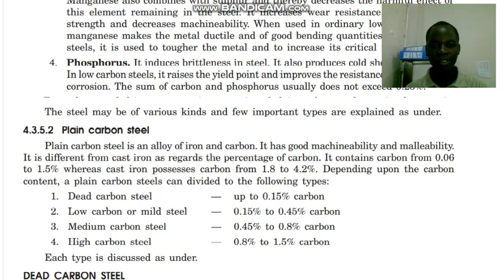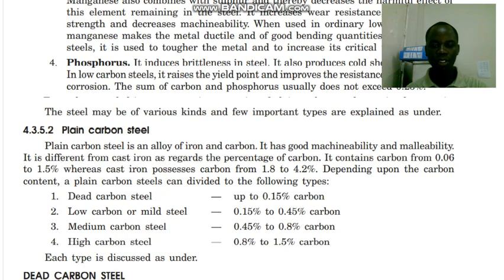So plain carbon steel is an alloy of iron and carbon. It has good machinability and malleability. It is different from cast iron as regards the percentage of the carbon present in it. It contains carbon from 0.06% to 1.5%, whereas cast iron possesses carbon from 1.8% to 4.2%.